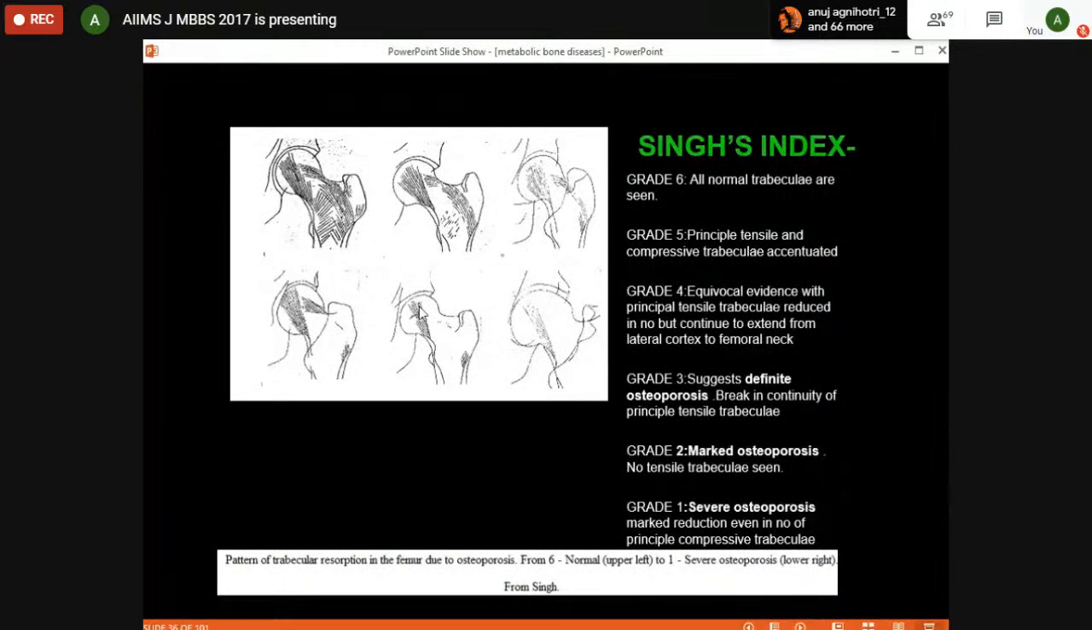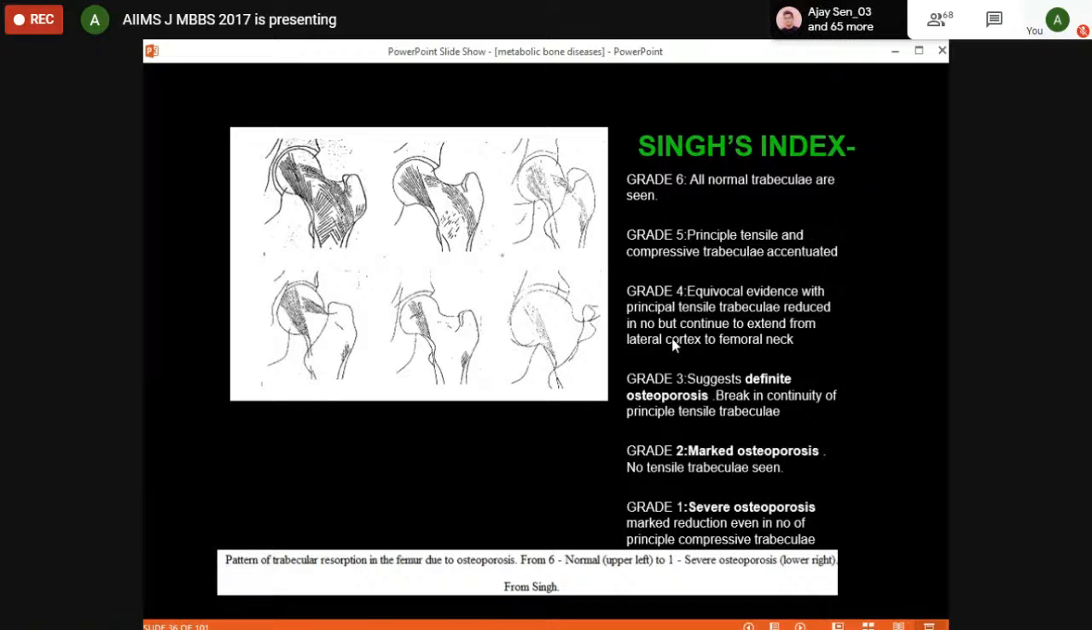And there is the Singh index as well, which is usually used to define osteoporosis in the femur. It divides the femur, or we can say the hip X-ray AP view, into 6 grades. Grade 6 shows all normal trabeculae, as in the first picture on the left side. In grade 5, the principal tensile and compressive trabeculae are both attenuated. This is the second picture from the left side, upper row.